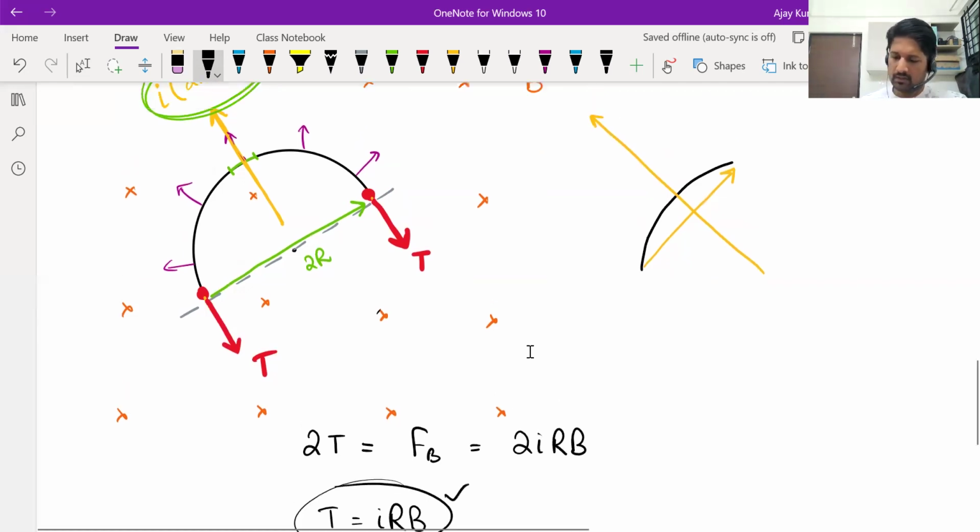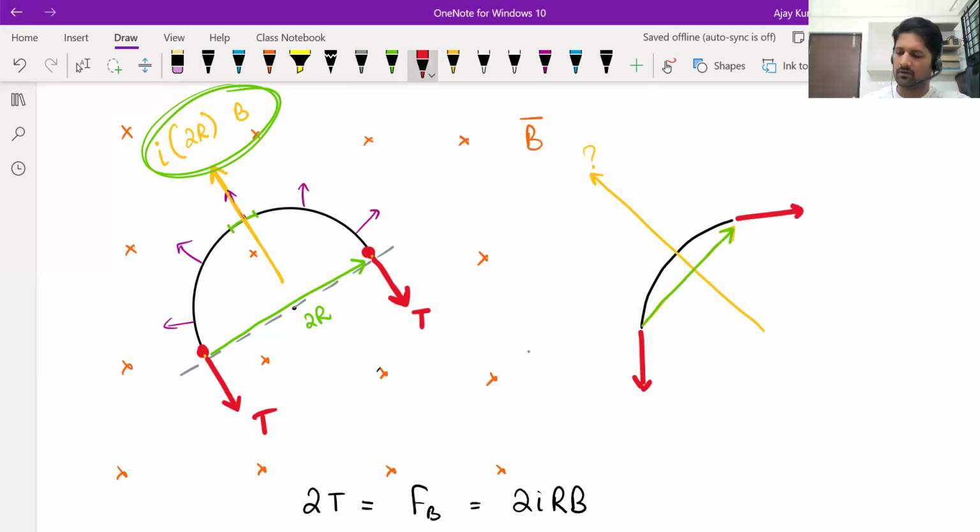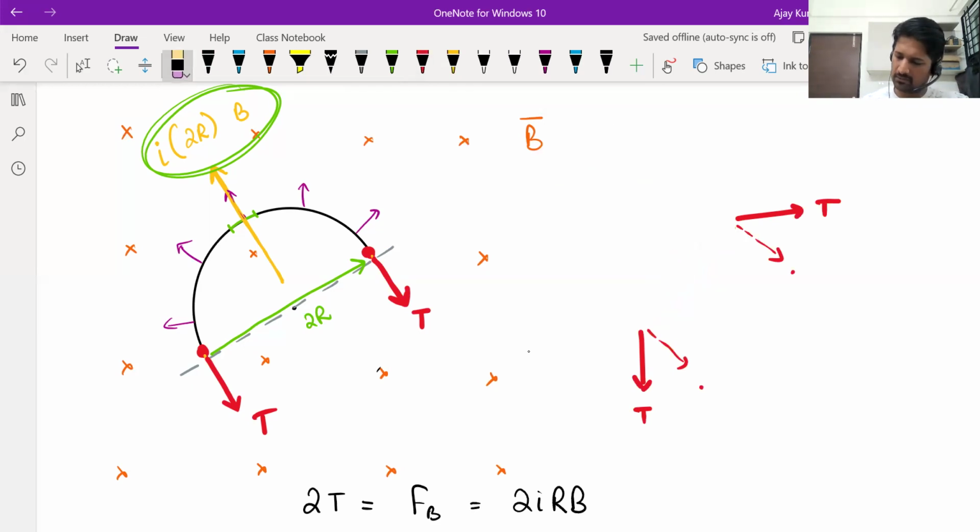That's the solution. Had we taken some other part of the loop instead of a semicircle, what difficulty would we have faced? First of all, getting this length vector is difficult, which means getting the magnetic force is difficult. And after that also, one tension will be this way, another tension will be this way. They're not in exactly the same direction. So if this is T and this is T, you can't say their resultant is 2T. We'll have to take their components and balance those components to the magnetic force. That would have been tedious. That's why we take a semicircular part.